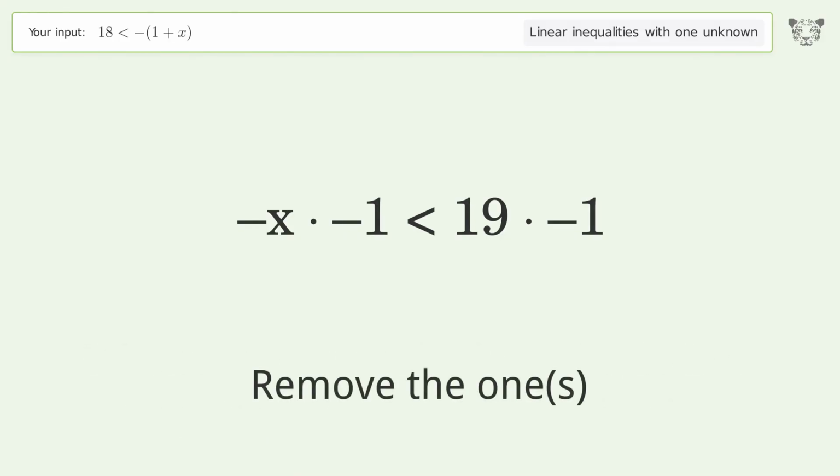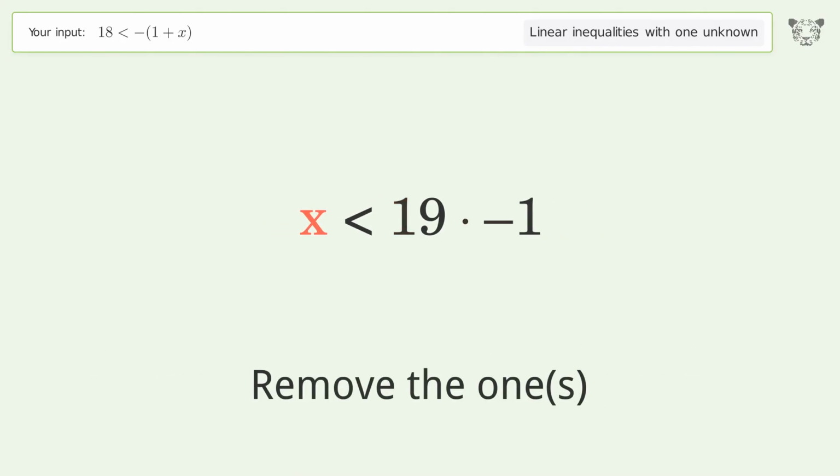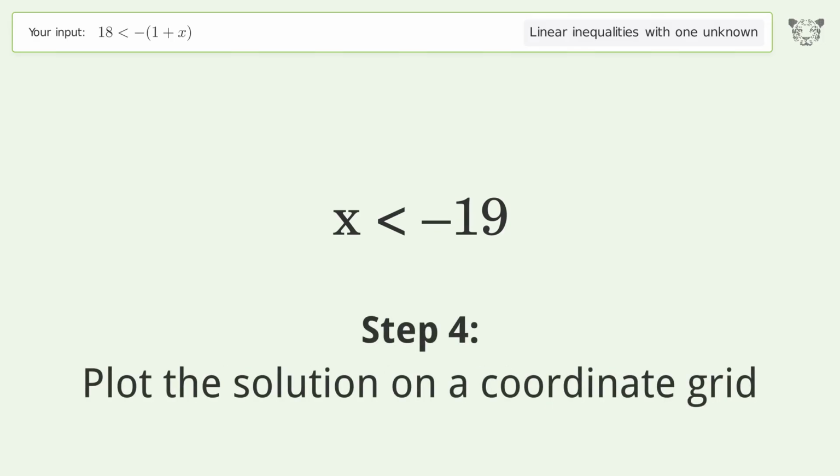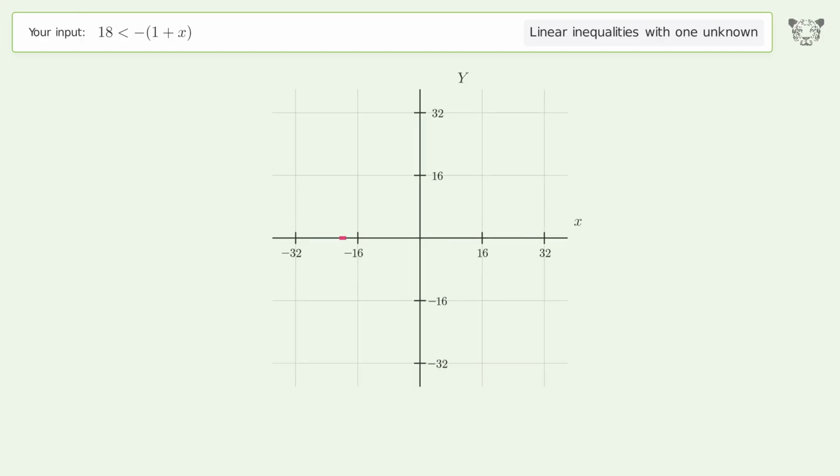Remove the ones. Simplify the arithmetic. Plot the solution on a coordinate grid. And so the final result is x smaller than -19.